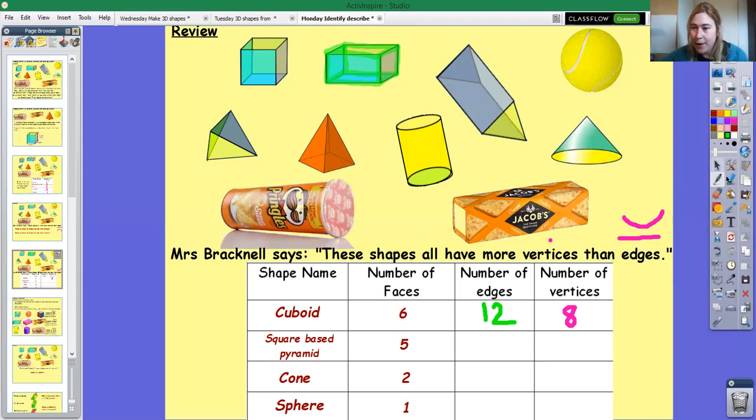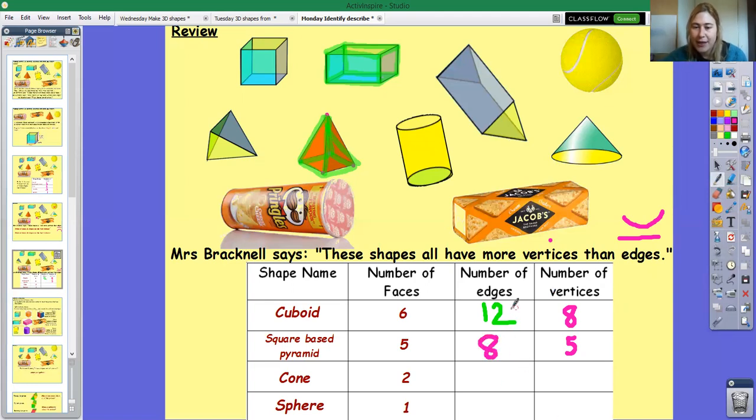Now let me look at the square-based pyramid. So I'll do the vertices first. Here's my square-based pyramid. So let me count the vertices of the square base first. 1, 2, 3, 4. And now I'll count the apex at the top. That's 5. And now I can count the edges by tracing with my pen. I'll do the square first. 1, 2, 3, 4. And then I'll do the connecting edges. 5, 6, 7. And then there's the one at the back. You can never forget the ones that you can't really see at the back. So that was 1, 2, 3, 4, 5, 6, 7, 8.